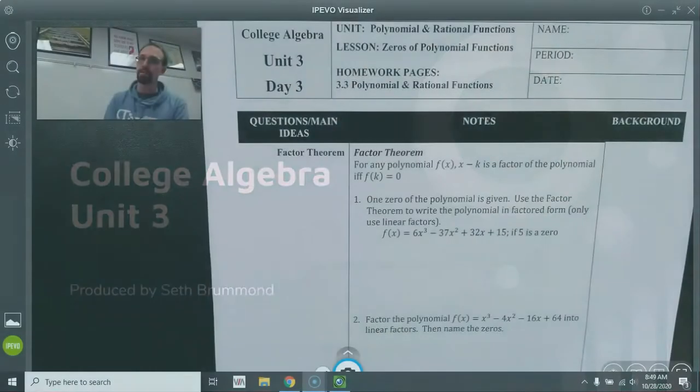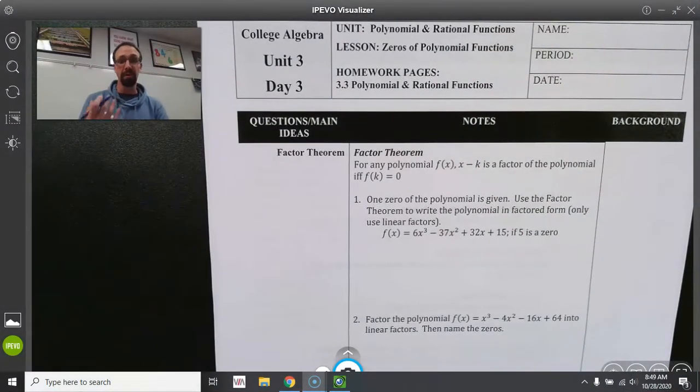This one talks about zeros of polynomial functions. This really combines a lot of what section 3.2 was about. If for some reason you didn't have a good solid understanding of Unit 3 Day 2, you want to go back and revisit that, reach out to your instructor for help. This really builds off of that.